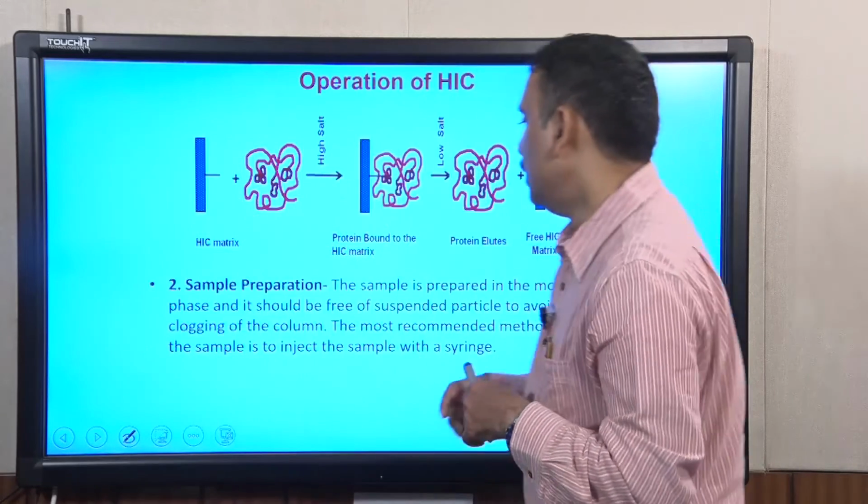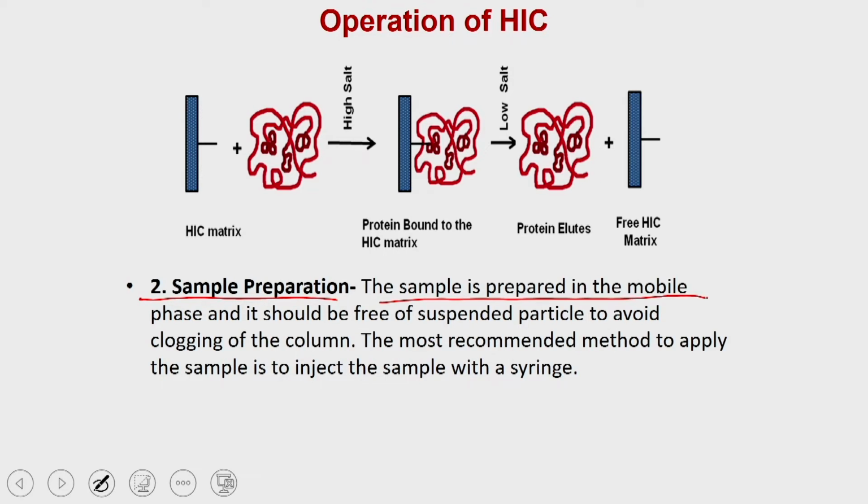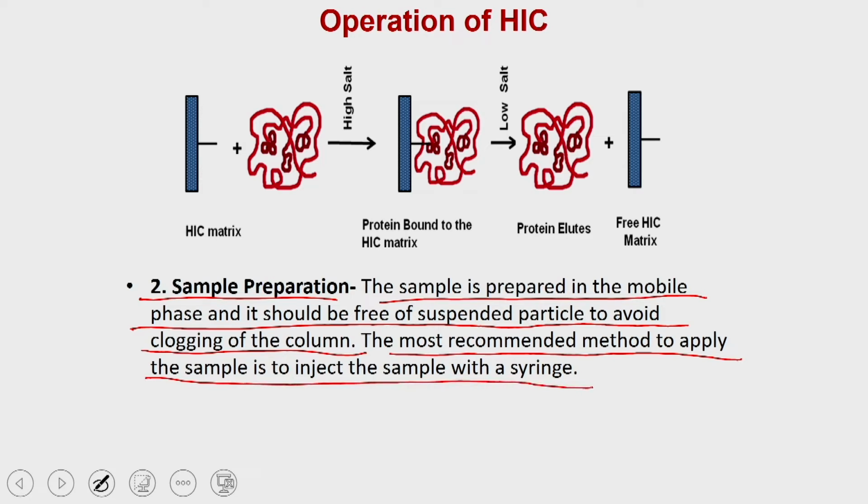Now, in the second step, you are going to prepare the samples. The sample is prepared in the mobile phase and it should be free of suspended particles to avoid clogging of the column. The most recommended method to apply the sample is to inject the sample with a syringe.